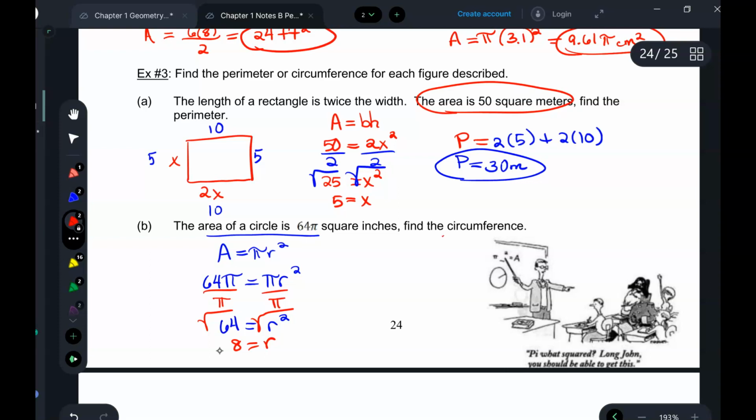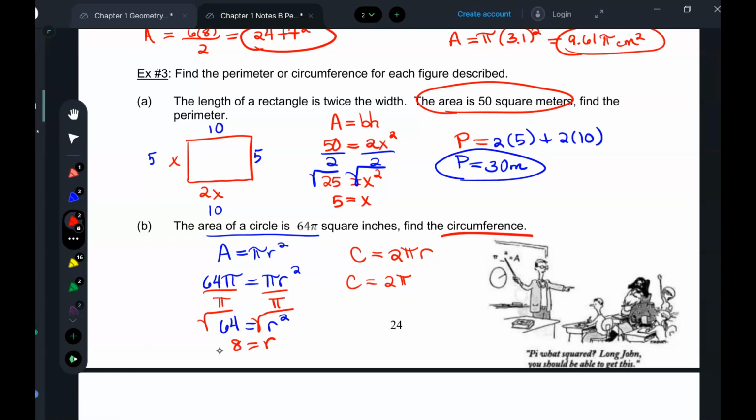Okay. So now I want to find the circumference. What's the circumference? 2 pi r. So we get 2 times pi. What did we get for the radius? 8. So what do we get for our answer? Just multiply the 2 and the 8. 16 pi. And that's just going to be inches.